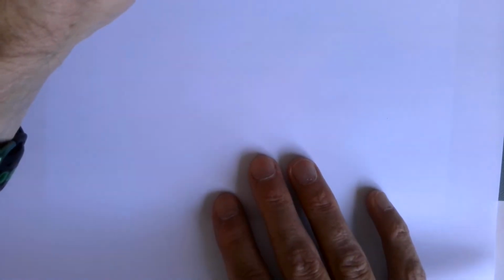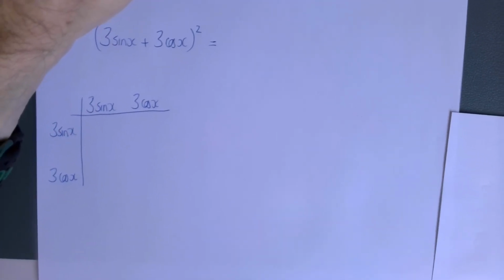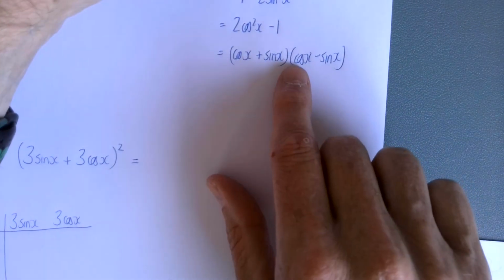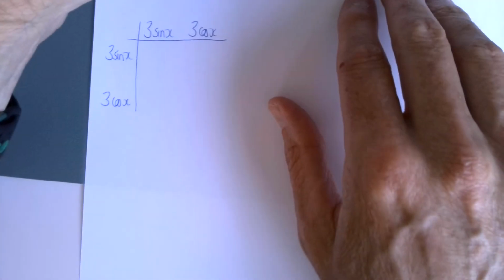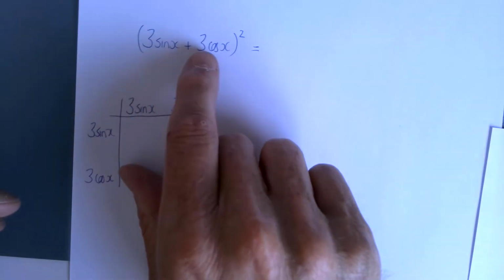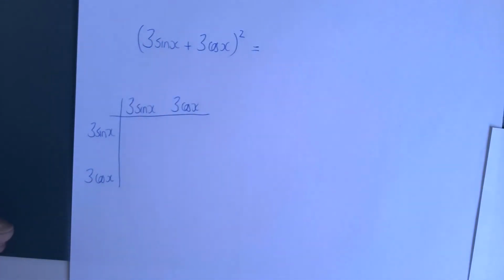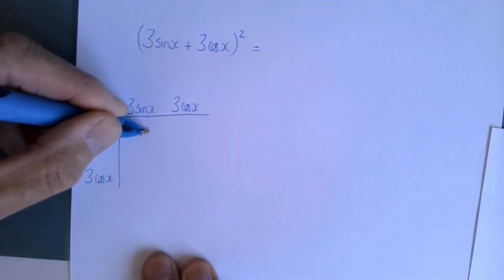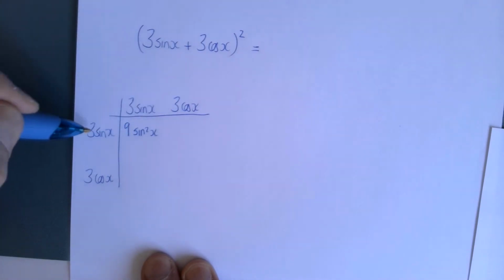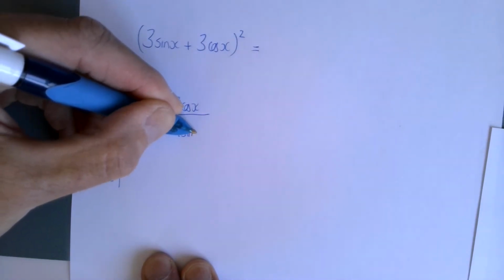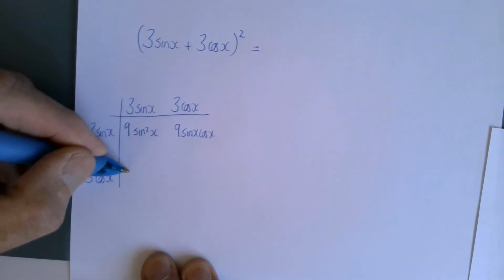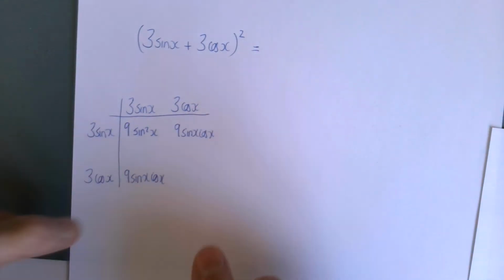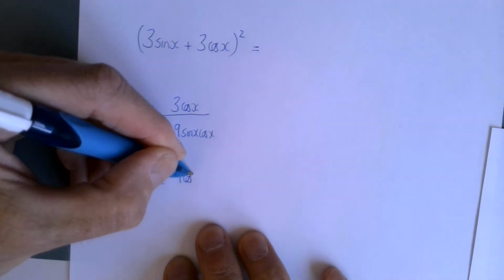Another really good little drill is to look at what you get if you take this. Now that's not what we've just done up here. That was difference of 2 squares. Here, we just take the same number of sines, same number of coses, and we add them together and square them. So if I grid that out, 3 3s are 9, so that's 9 sine squared x. 3 3s are 9, so that's 9 sine x cos x. Similarly here, 9 sine x cos x. And this is 9 cos squared x.